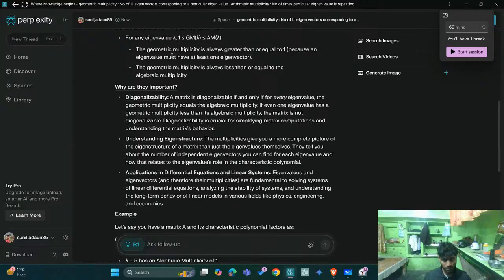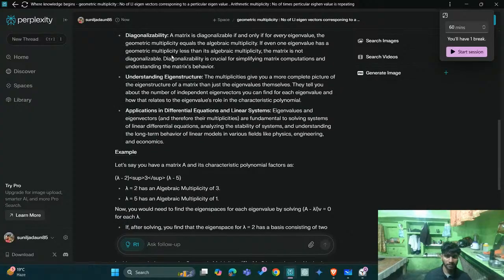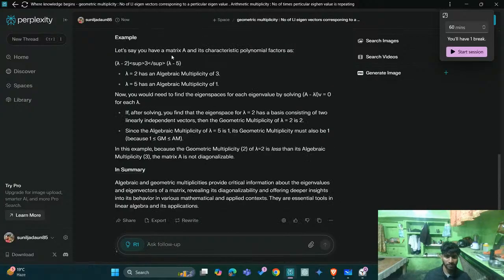Application to differential equations and linear systems. Eigenvalues and eigenvectors are fundamental to solving systems of linear differential equations, analyzing the stability of systems, and understanding long-term behavior of linear models in various fields like physics, engineering, and economics.